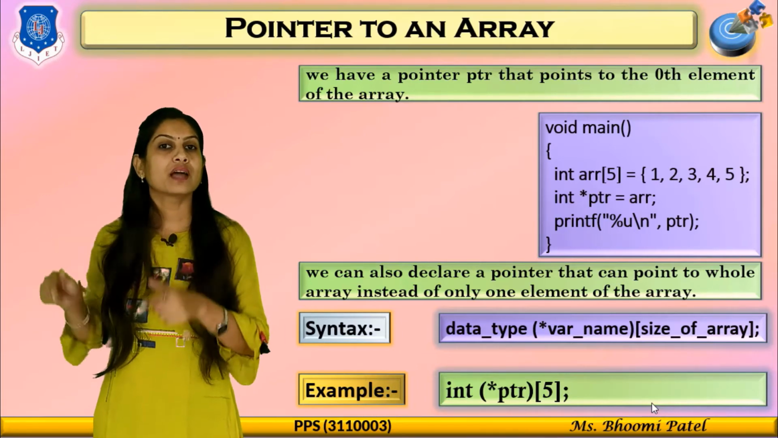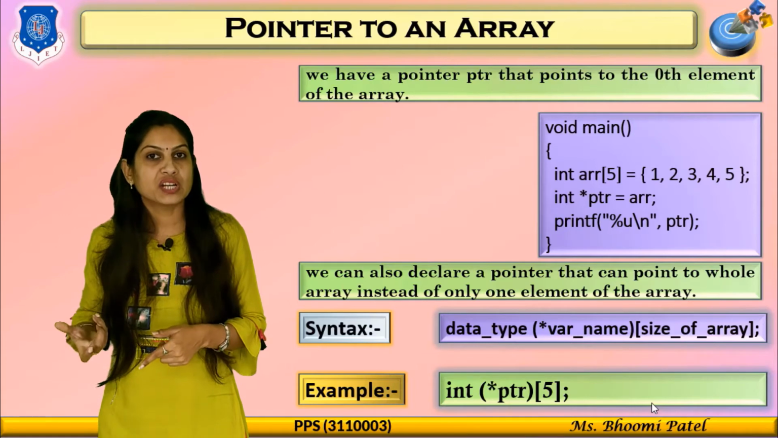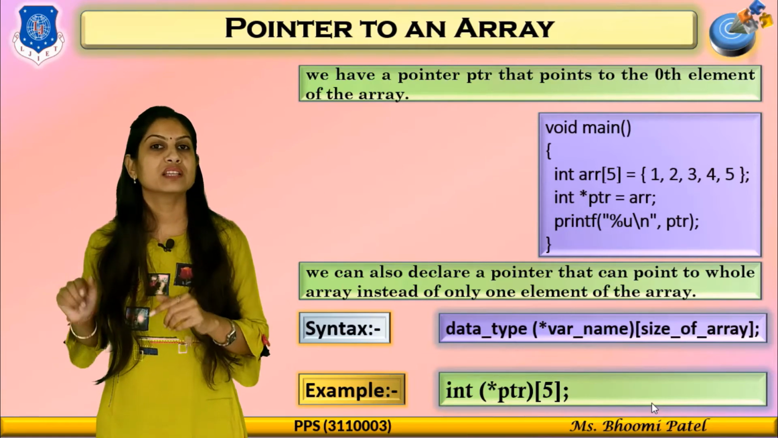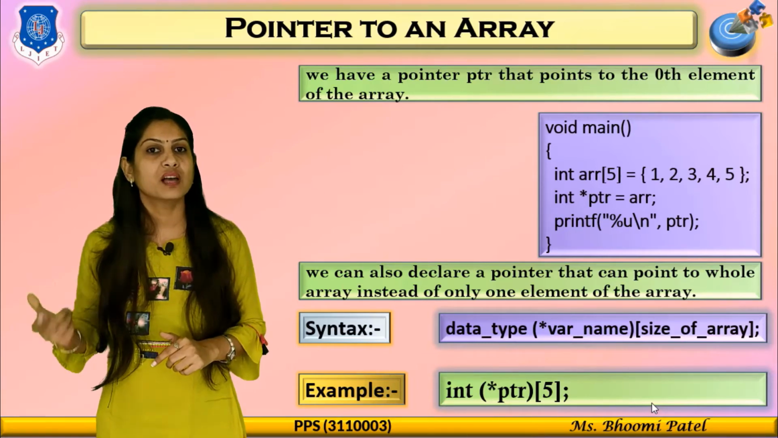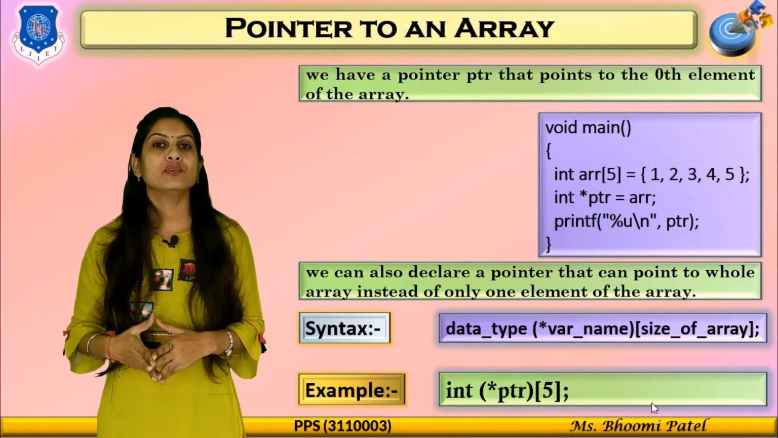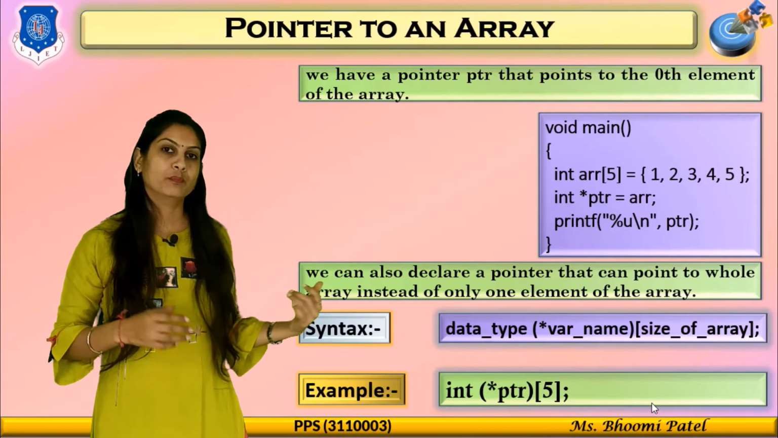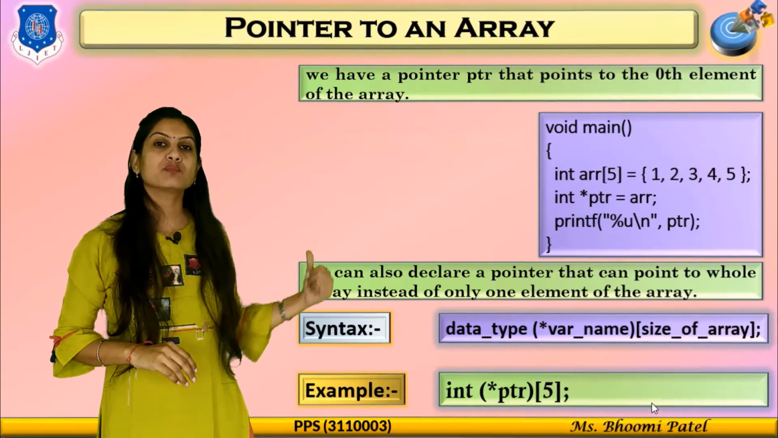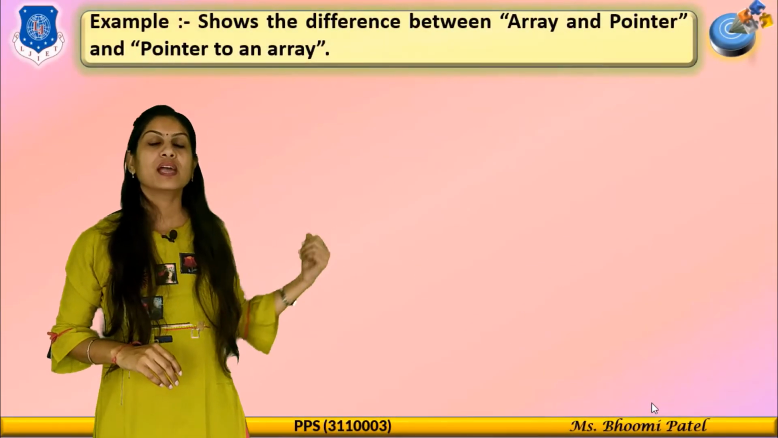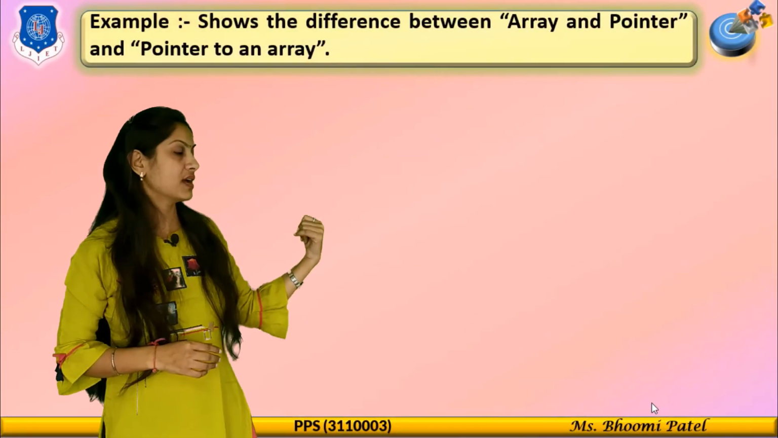Whenever you are using round brackets it specifies the function concept, and when you are putting square brackets it specifies the array concept. So here I am using the size, suppose 5. Now see here the difference between these two, pointer to array and array and pointer, using this example.